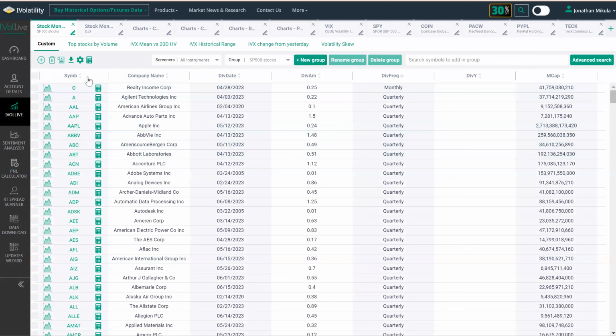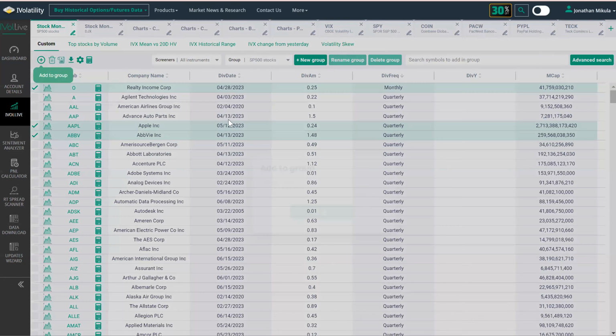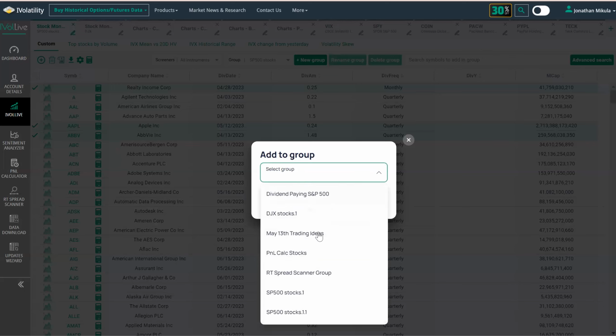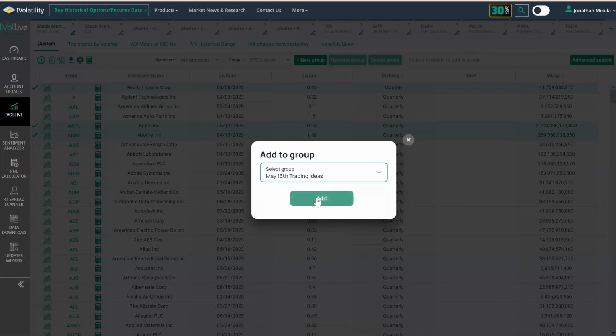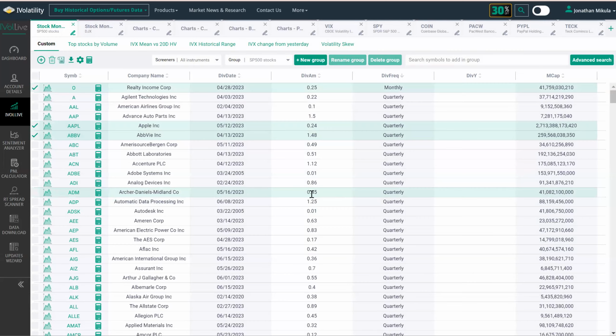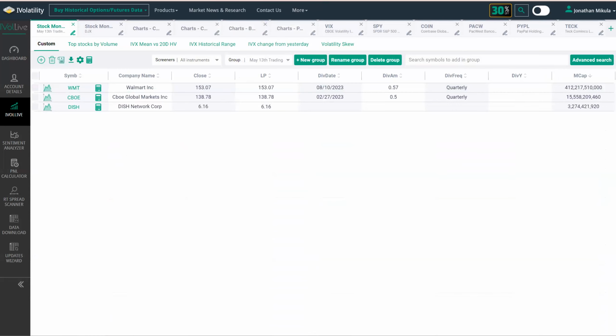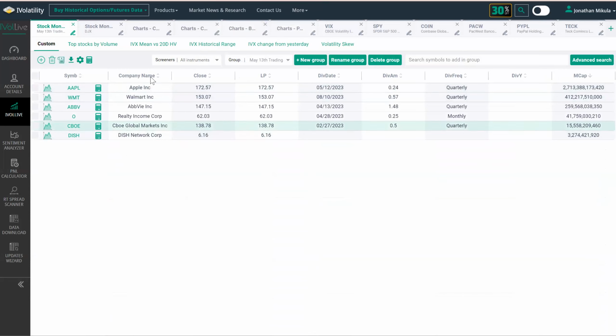So the other cool things you could do from this custom group, as you find names that you're interested in. For example, I have been researching Realty Corp. Apple showed up a couple times on our screens, and AbbVie is one that I've traded a lot in the past too. So let's just say these 3 stand out to me. I can add them now to that custom group. So let's hit the add. We go to our May 13th trading ideas, hit add. And now if we come over to our separate tab, we have on our browser, look at that, those 3 added just with a couple mouse clicks.